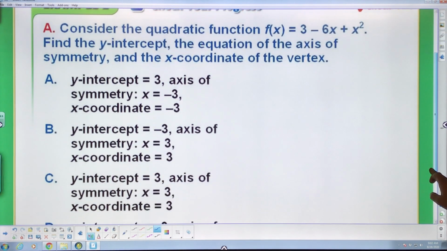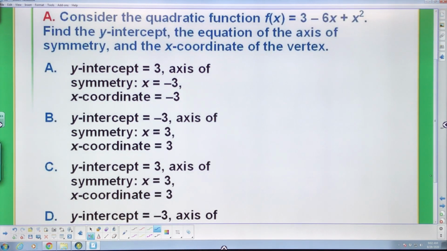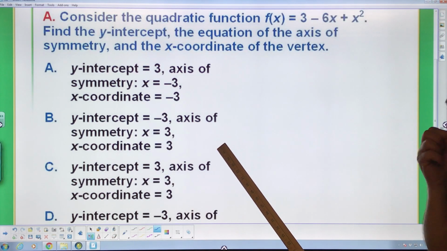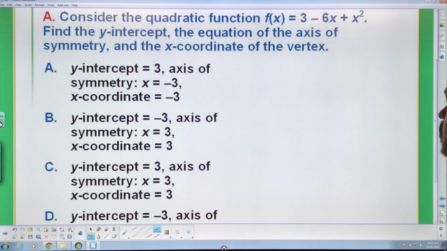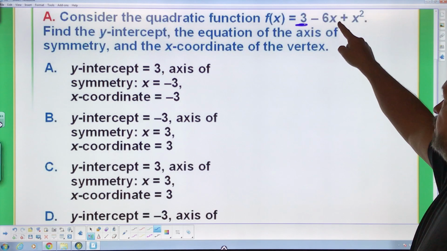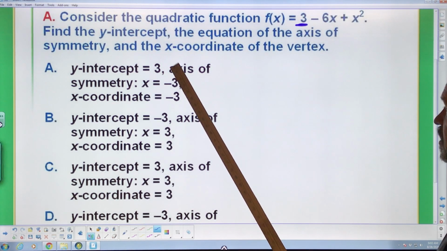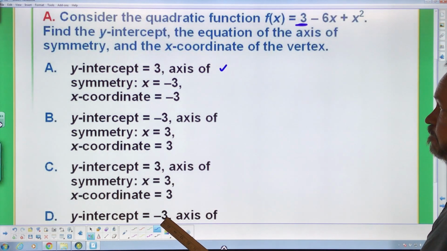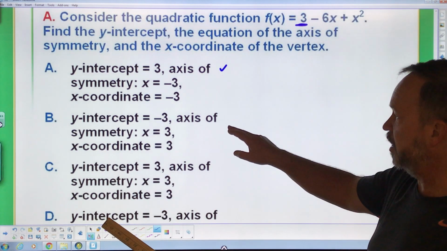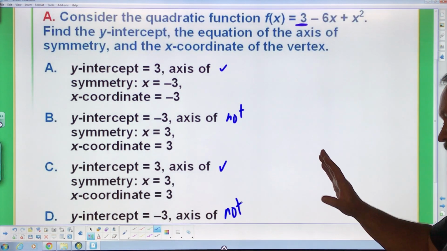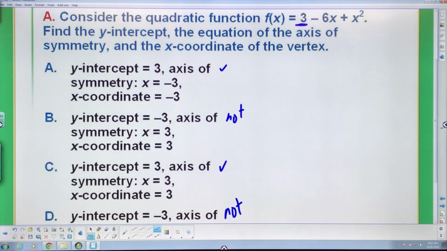Okay, let's move along. It says consider the quadratic function. Find the y-intercept, the equation of the axis of symmetry, and the x-coordinate of the vertex. The easiest thing in the world to find is the y-intercept. It's 3, because that's what happens when x is 0 and that term is 0. That's what happens at every y-intercept: x is 0. So y is 3. This has a correct y-intercept, this does not, this has a correct y-intercept, this does not. So immediately I'm able to throw out 2 of the possibilities in my multiple choice. The y-intercept is easy to find.